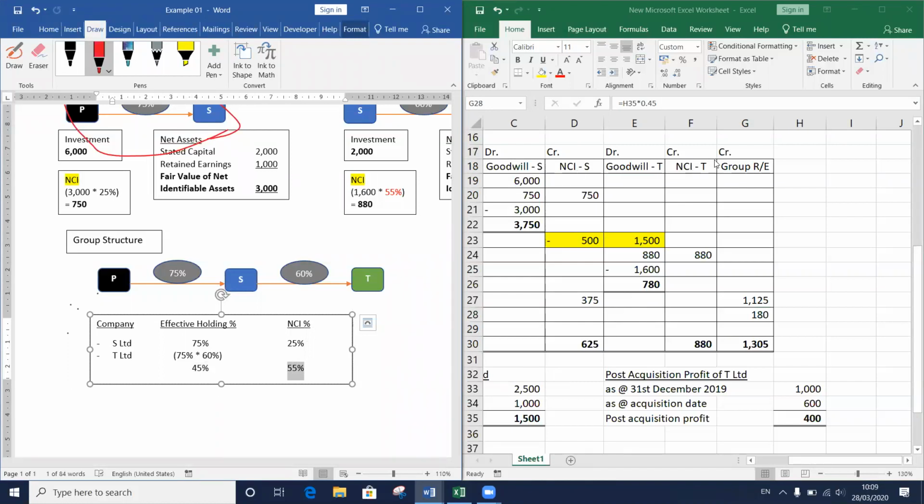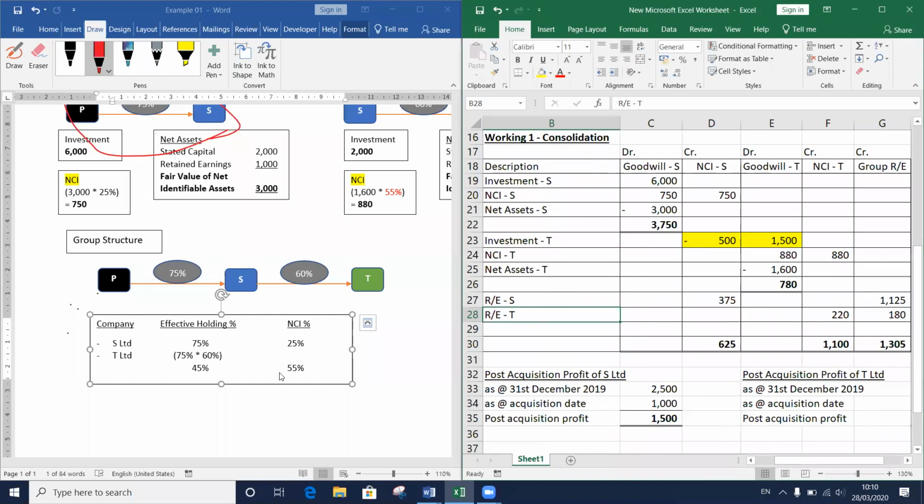NCI of T. Out of this 400, the 55% minimum NCI percentage we need to credit to the NCI account of T. Right?